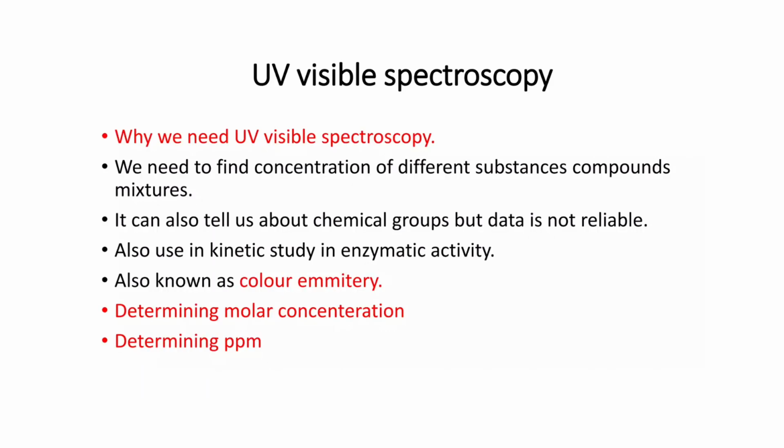UV spectroscopy, or UV visible spectroscopy, is generally used to find the concentration of different substances or compounds in mixtures. It can also tell us about the chemical groups, but the data is not very reliable. This method is also used in kinetic studies of enzymatic activity.